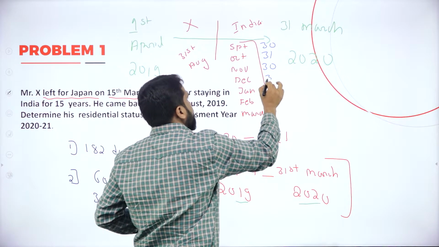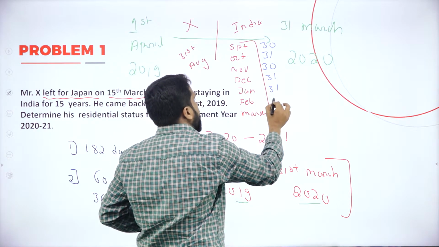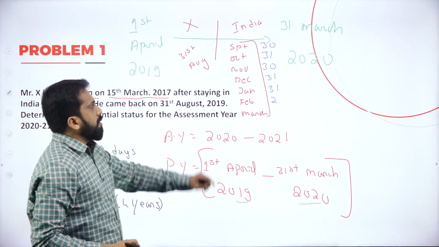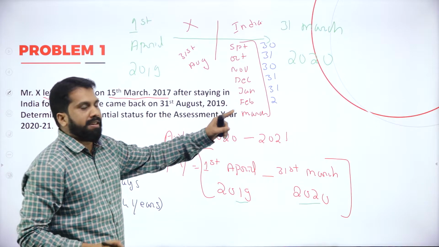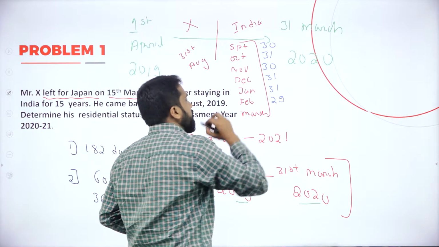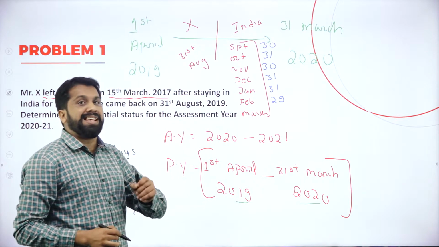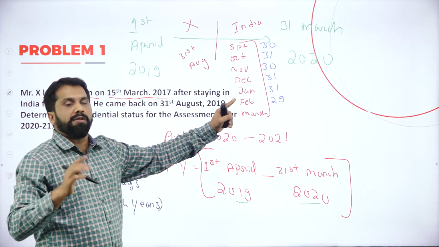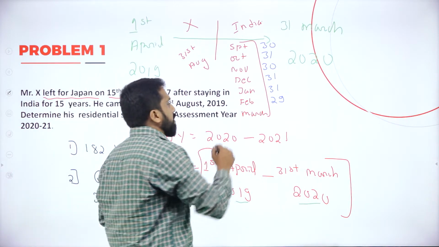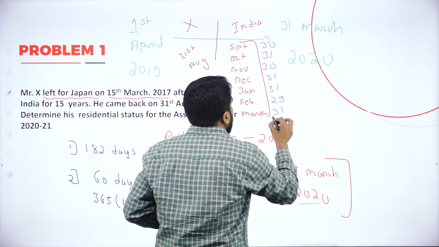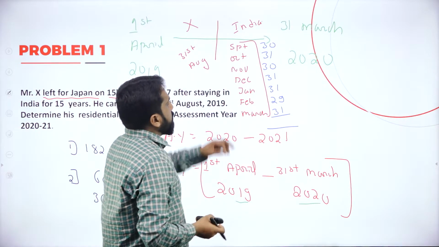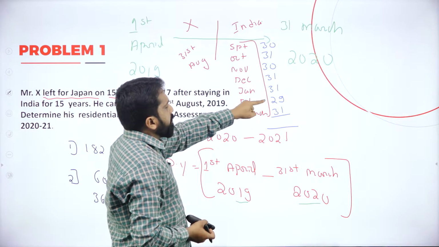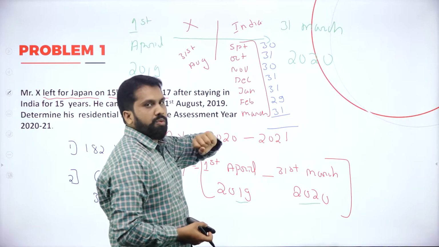November 30, December 31, Jan 31, February approximately you can take 28. But we are calculating in the year 2020, so you can consider 29 days. We can call it a leap year. Any year we can divide by 4, we call it a leap year. So March we have 31 days. So how many days? 30, 60, 90, 120, 150, 180 and 210.